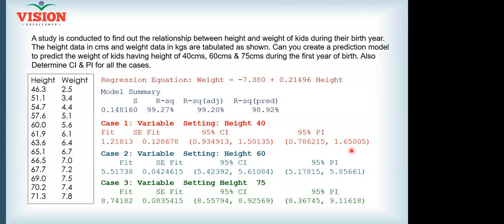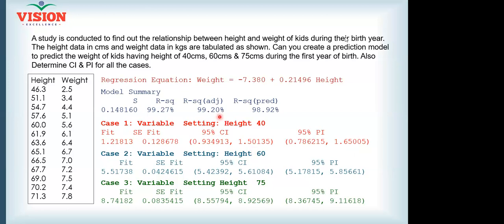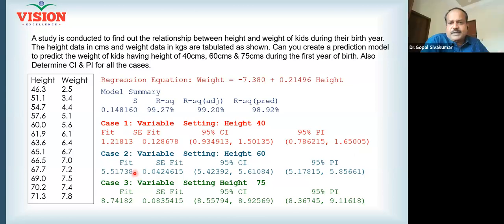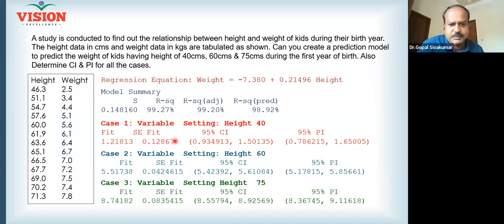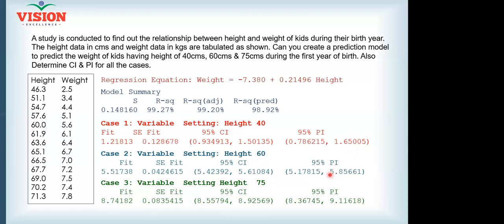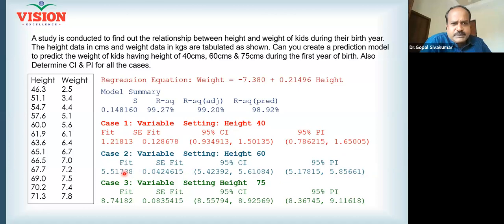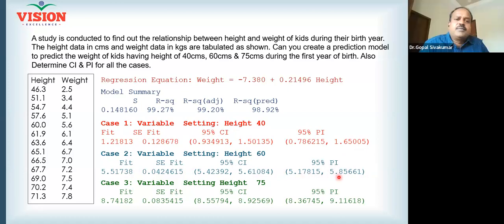Clear? Now, you please answer this question. Baby's height is 60 centimeter. Now, what is the weight of the baby? 5.5 kg. I think it is very beyond the normal range, but no problem. Let's not worry about it. Now, what does this prediction interval mean? If you get 5.51, what will be your decision now? The weight of the baby inside the mother will be in the range of 5.17 to 5.85.